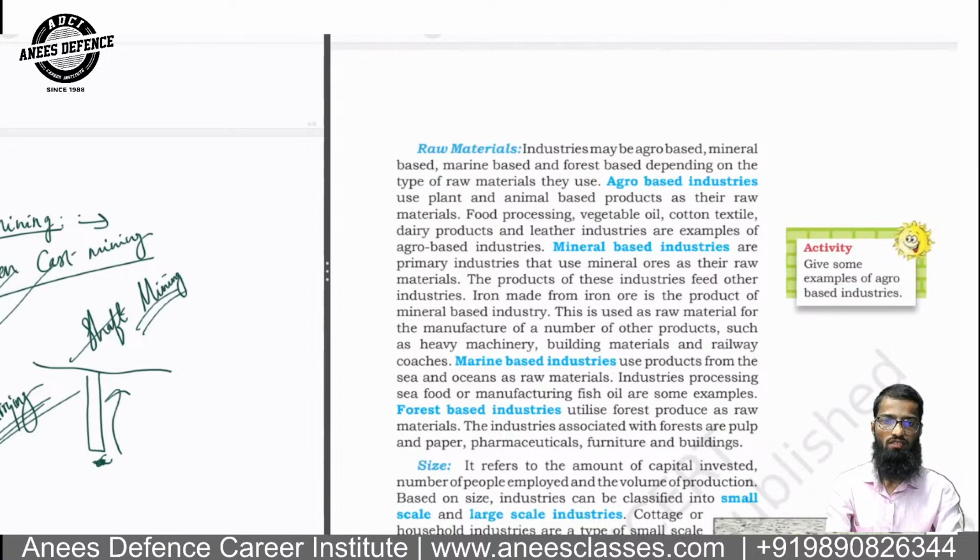Now, raw materials. Agro-based industries use plant and animal based products as the raw material. This is important. Like food processing, vegetable oil, cotton textile, dairy. These are all agro-based.